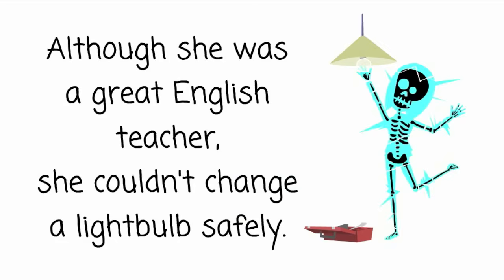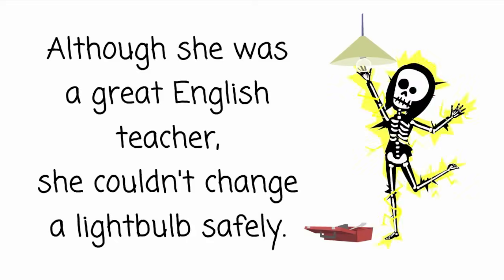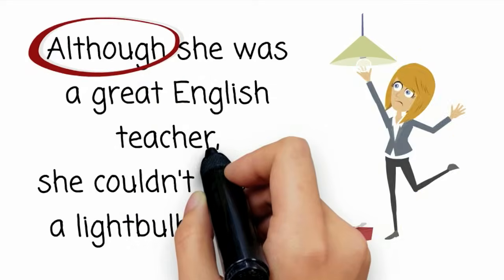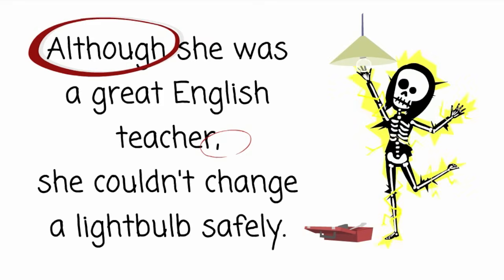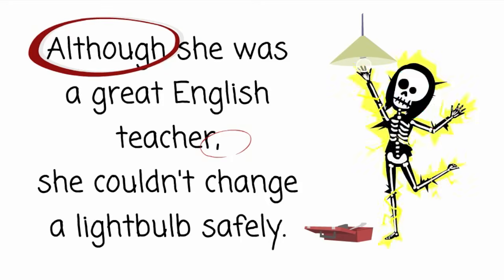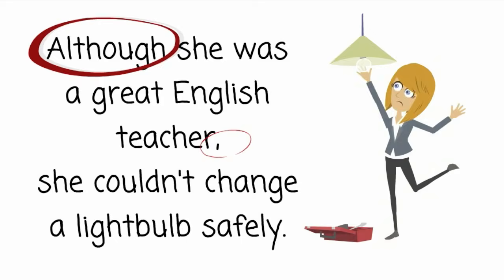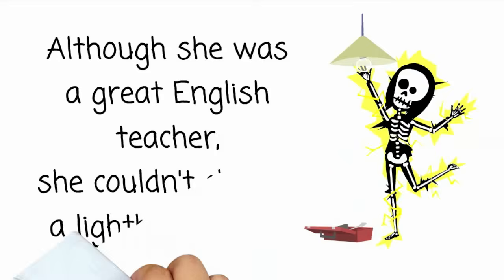So, although she was a great English teacher, she couldn't change a light bulb safely. Now, can you see the difference there? We've linked those 2 sentences, haven't we? They make sense together. And if you look, first of all, we've put although at the beginning, so we've begun with our conjunction, and then we've put a comma in to separate the 2 clauses or 2 parts of that sentence, the 2 different bits of information. So now they make sense and have a really different effect than they did when they were 2 simple sentences. And that's all you really need to do for a complex sentence. It could be any conjunction at the beginning. We could have switched those parts around as well.